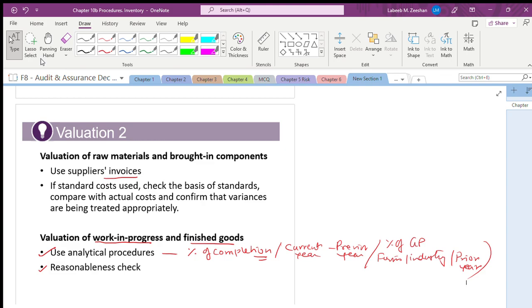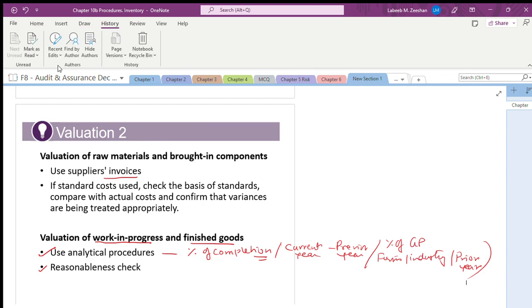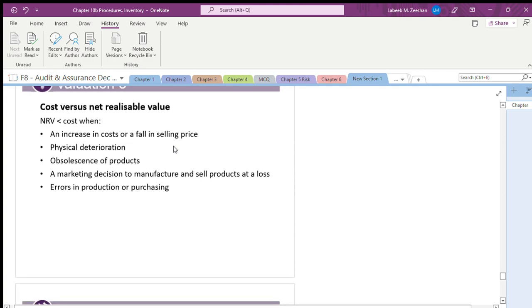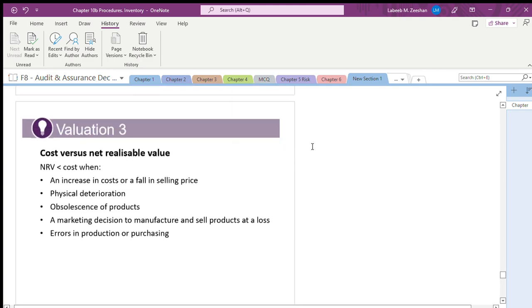We are not supporting any points with examples. Why are we discussing examples? To understand the concept. In examination, we have to be very dry, as simple as that. We have to be very dry and to the point. What is the cost versus net realizable value? We are not doing that much. This will not be there. Just for our explanation, it is there.